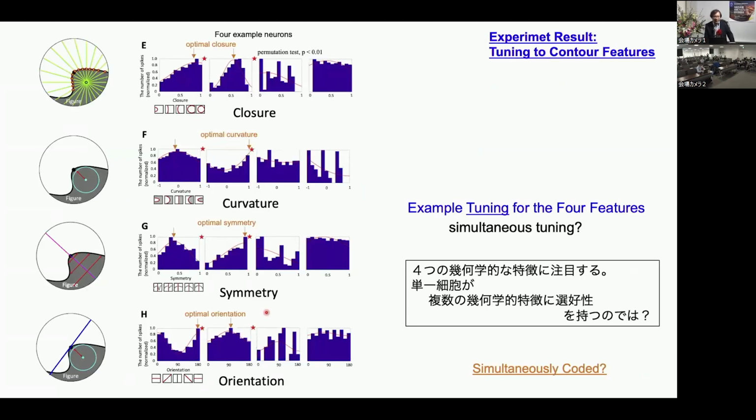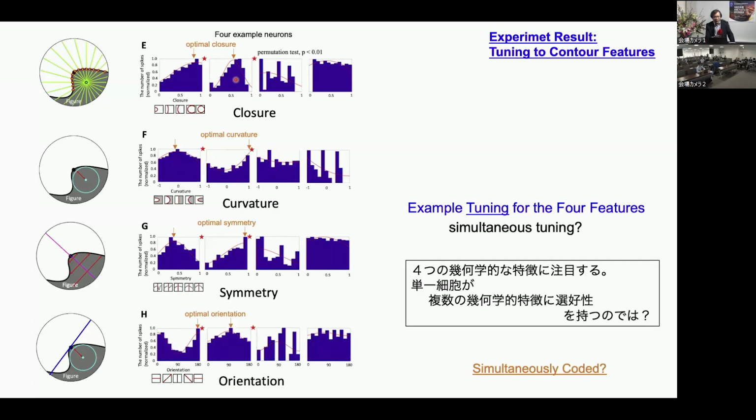Traditionally, neuroscientists have examined the tuning curves, some examples of which are shown here. This is the closure value, and this is the histogram of the neural responses. People often fit this histogram with a Gaussian or cosine function to get the tuning curve. From this tuning curve, we can observe the optimal feature, for example, for this cell here. This means that this cell responds more strongly to this closure.